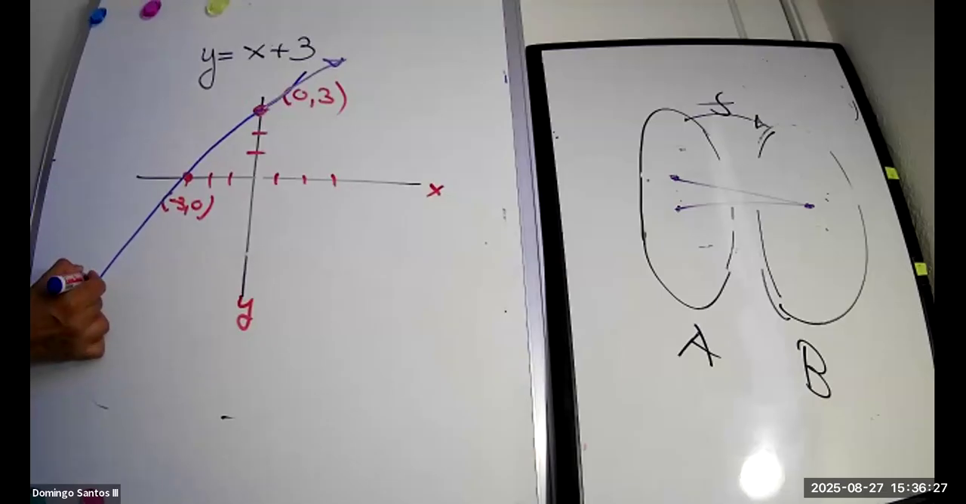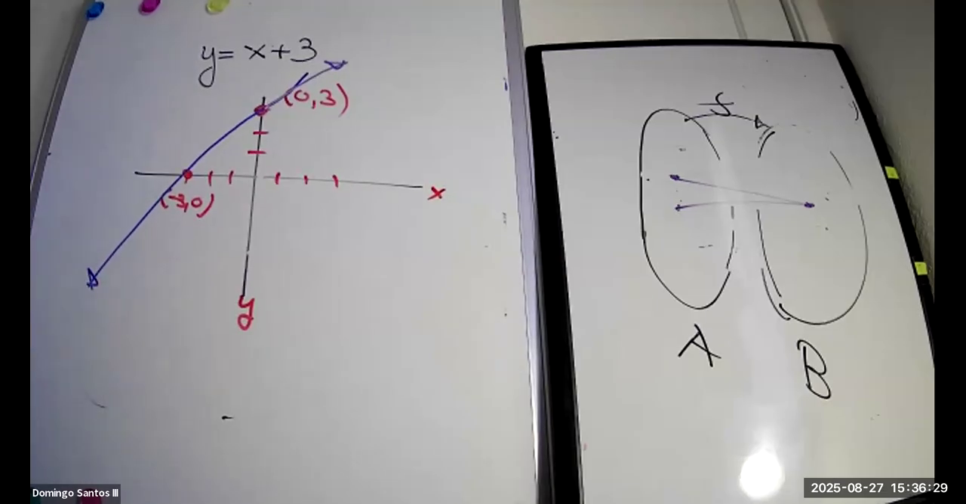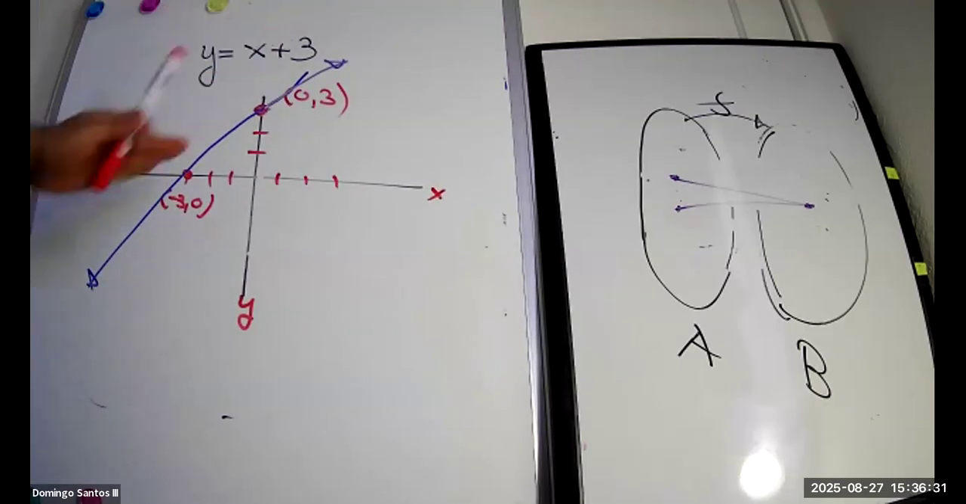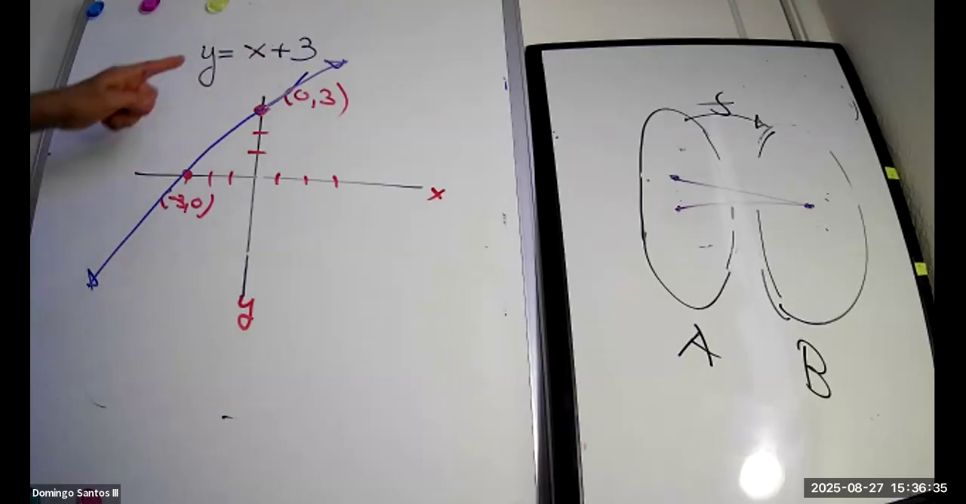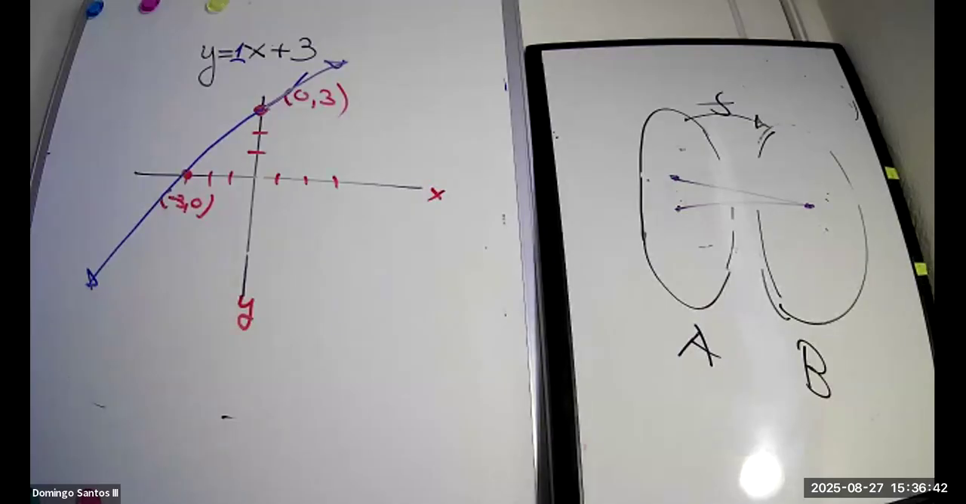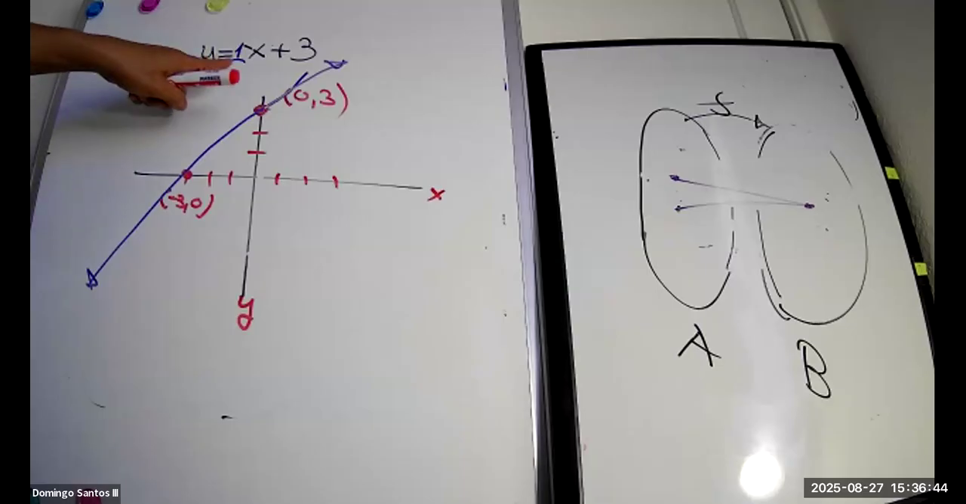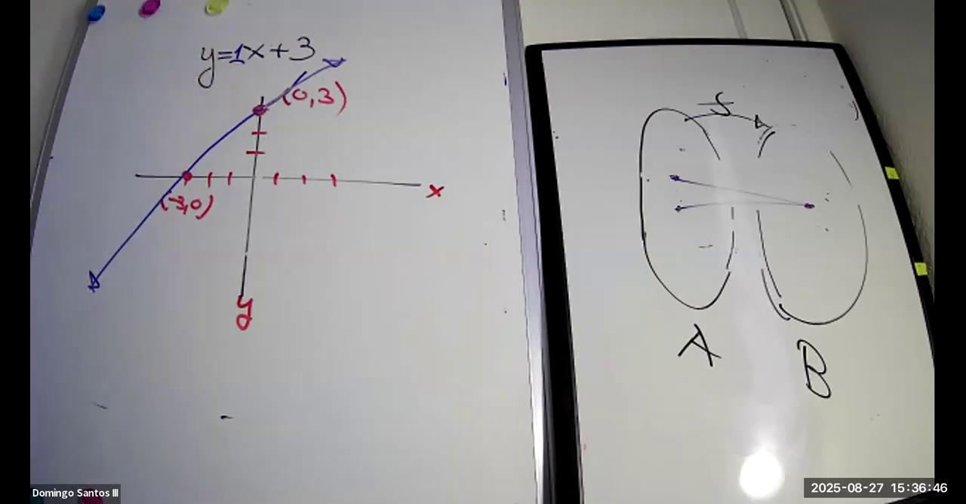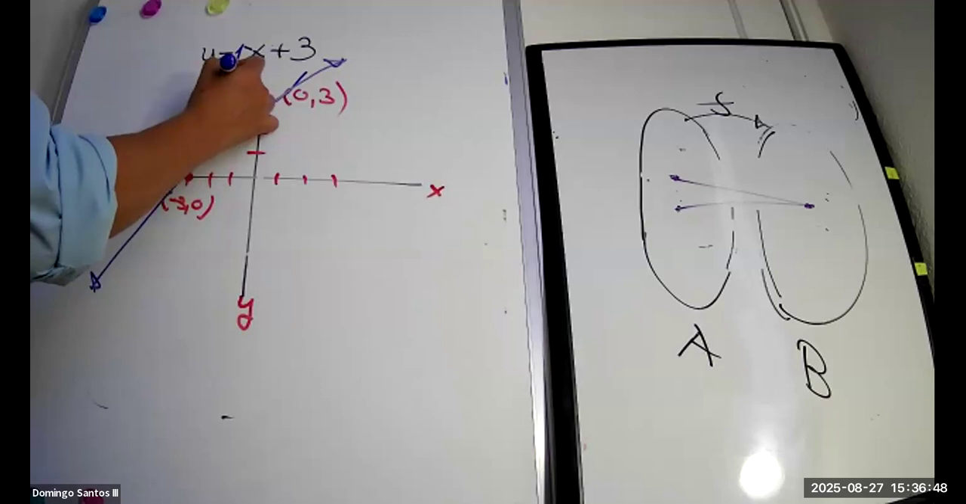Just imagine that it's straight. I don't really know how to draw really well, but you know what I mean. Okay, so that's the graph of the line. So this is the slope, which is, what's the slope here, George? 1. Very good. It's always, always, always the coefficient of x, okay? That's your slope.